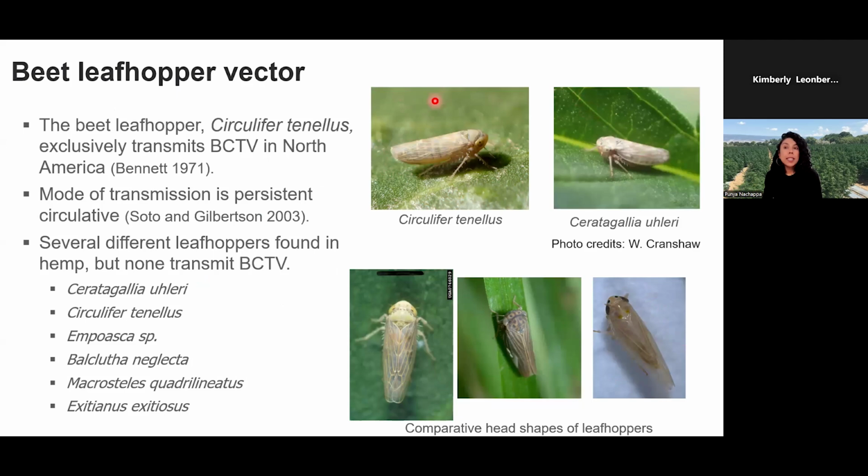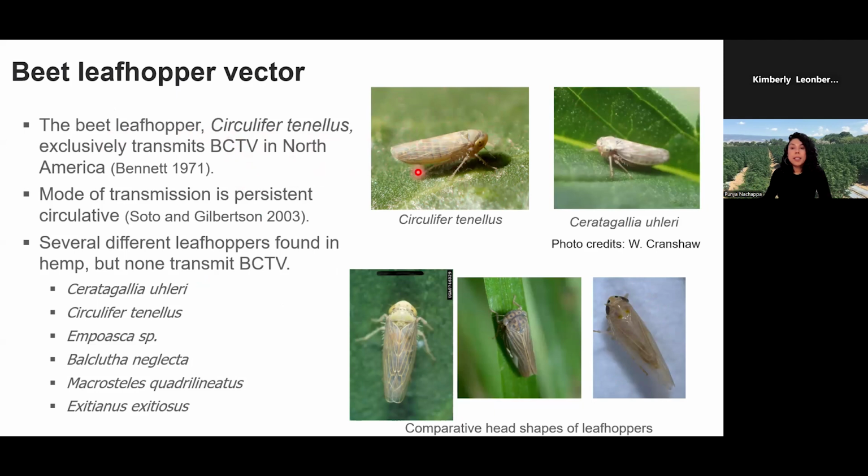The virus is exclusively transmitted by the beet leafhopper, Circulifer tenellus. You can see the picture here, in North America. But in Europe, the Middle East, and the Mediterranean region, there's another species of Circulifer that can transmit BCTV.